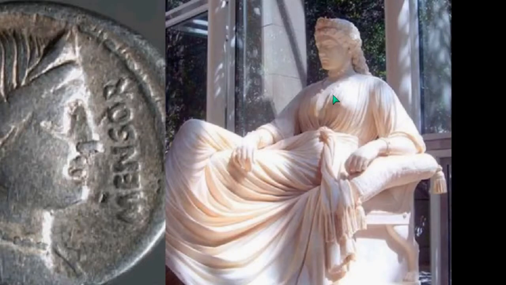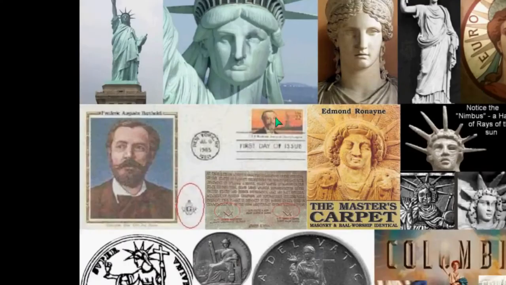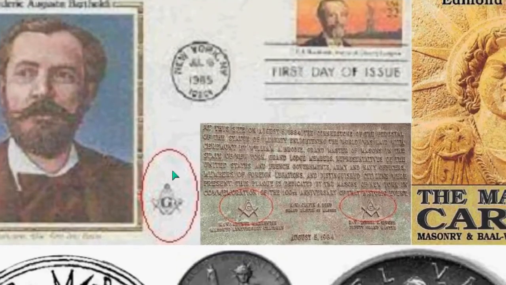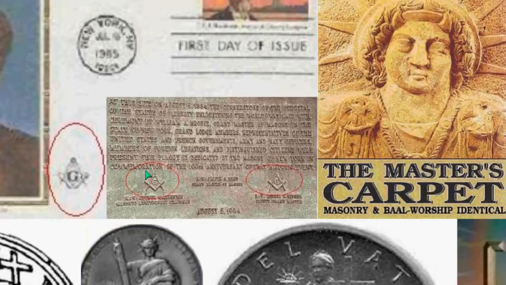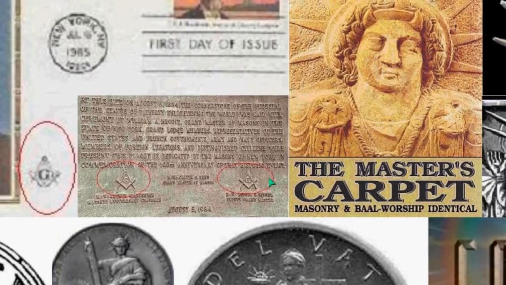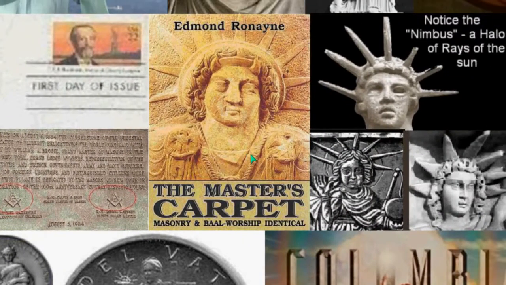Here is a depiction of Semiramis, beautiful sculpture. And Semiramis is Nimrod's wife, going back all the way to Babylon. Now, Frederick Auguste Bartholdi is the Freemason who designed that sculpture, and you can see his Freemasonic roots. The base of the Statue of Liberty has the square and the compass of Freemasonry. This was a gift of the French Freemasons to the American Freemasons.